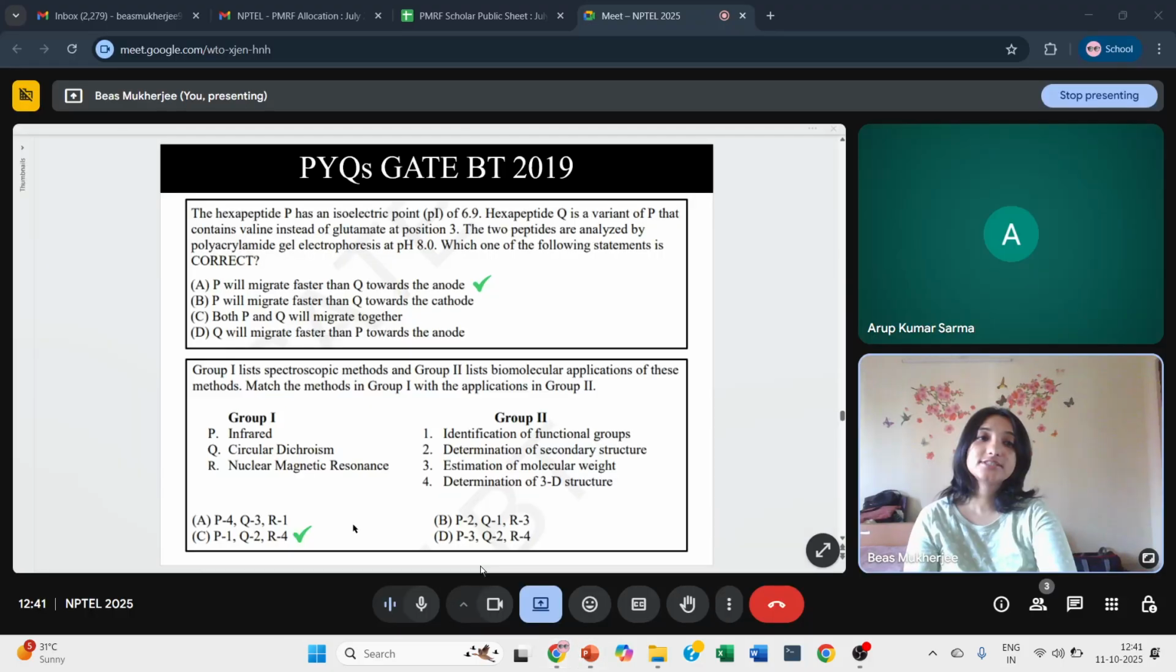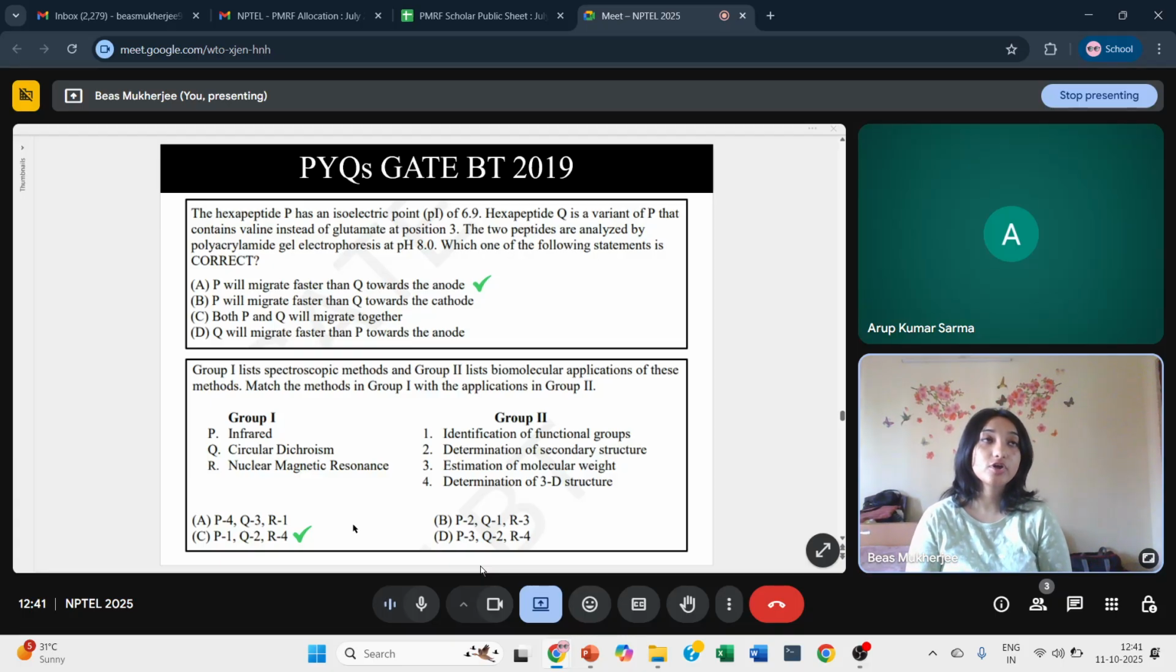Okay, so the right answers are, for the first question, the right answer is A. So what is happening is that hexapeptide Q is a variant of P that contains valine instead of glutamic acid, and valine is a what? Hydrophobic amino acid. It is not charged. Glutamic acid was having extra negative charge, right? So when the two peptides are analyzed by PAGE at pH 8, so what is happening at pH 8? Your P will move faster than Q towards the anode.